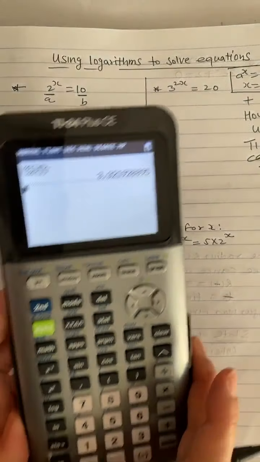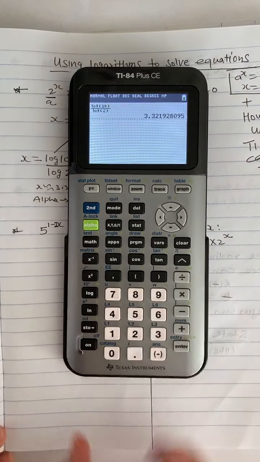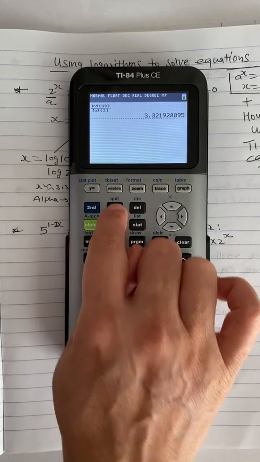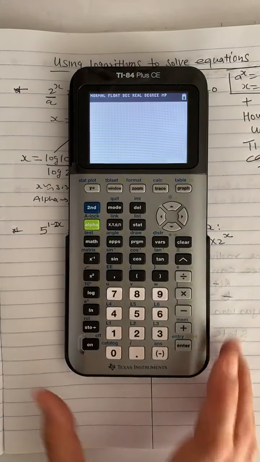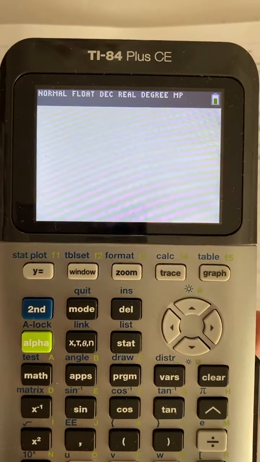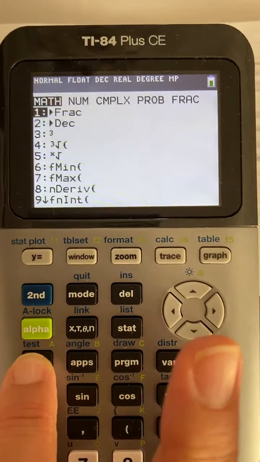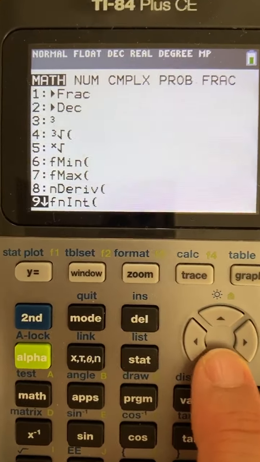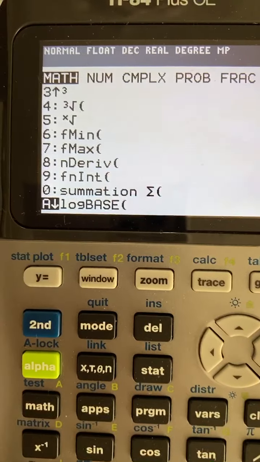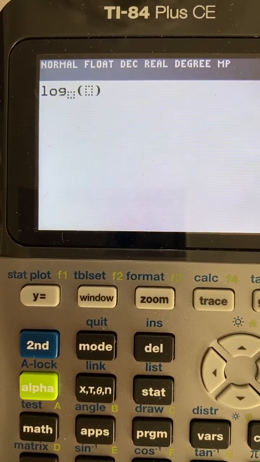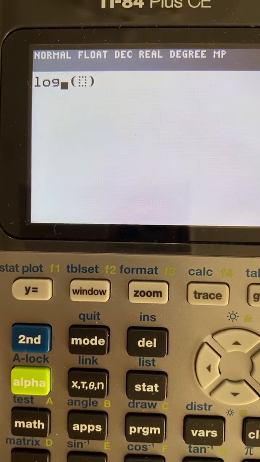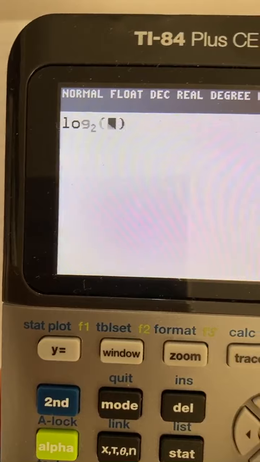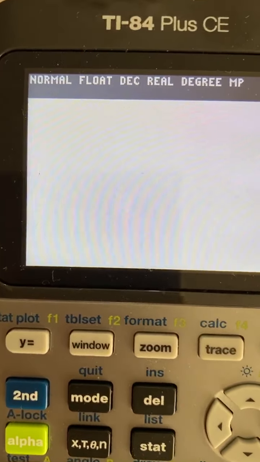Another way of using the calculator is, let me first quit the screen or clear it, and then you can go to math. So this is math here, and then you go down to A, and there you see the log base. You enter log base, and because we have log 10 to the base 2, the base is 2, and then you enter 10 here, 1 0, and then you will get the same answer.